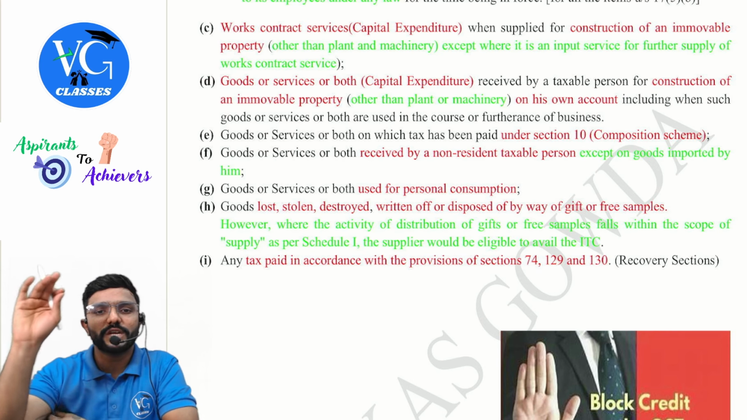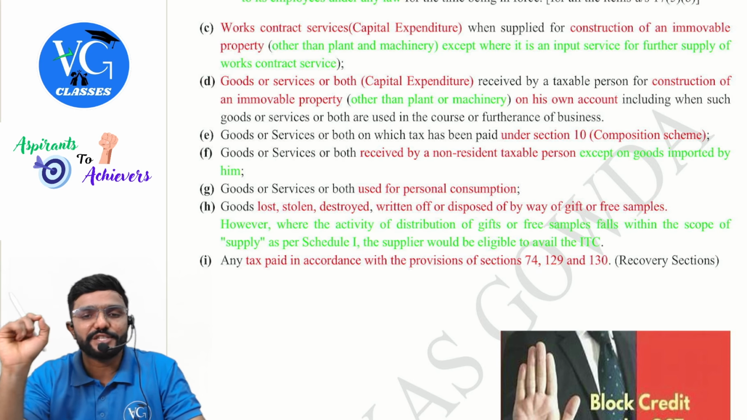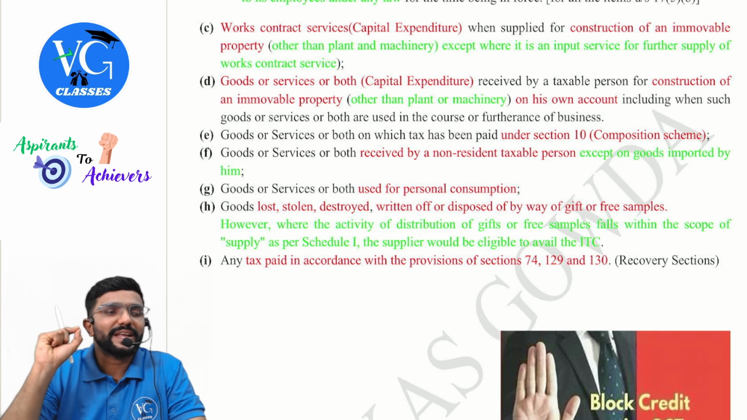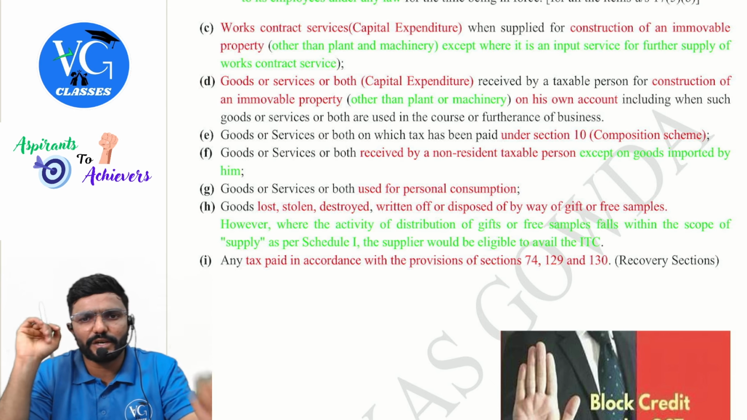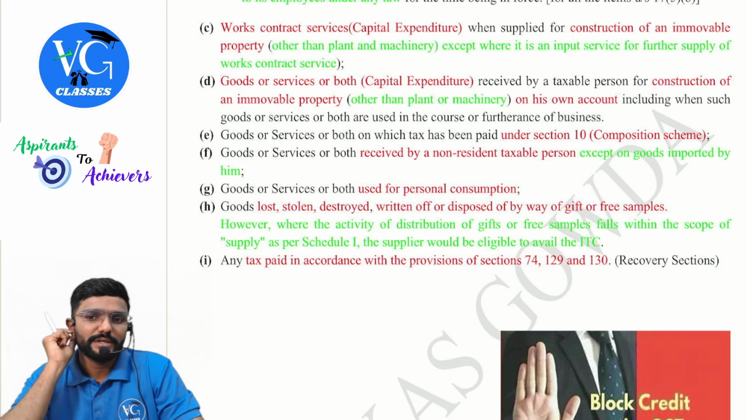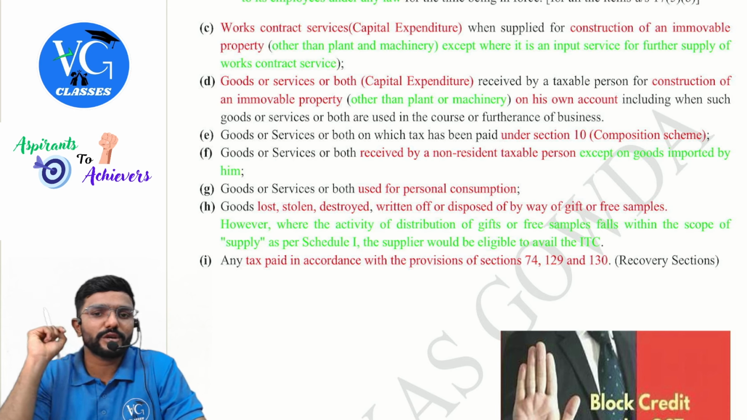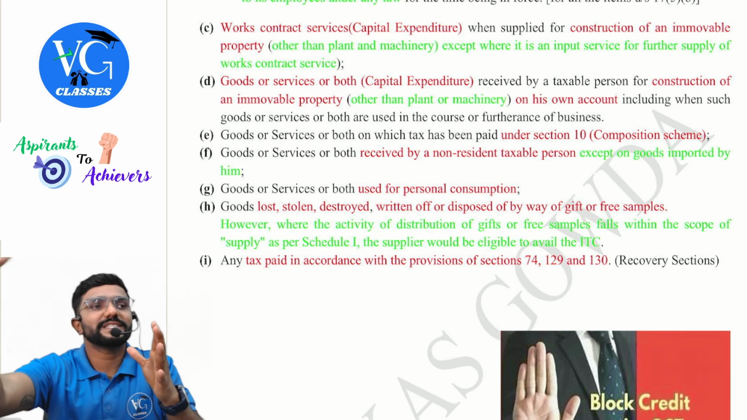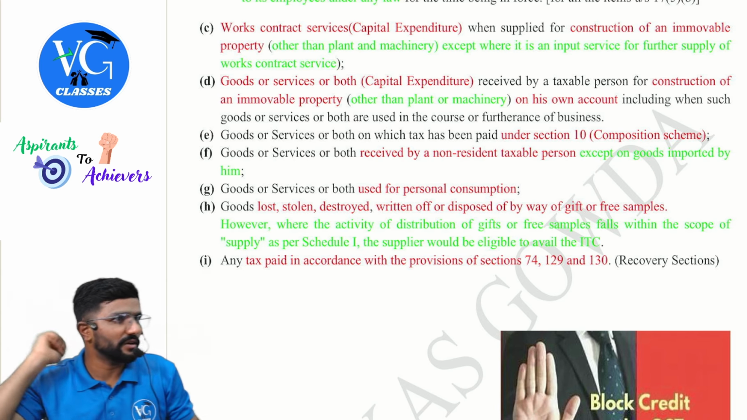Next, goods or services or both, which is capital expenditure, received by a taxable person for the construction of an immovable property other than plant and machinery. Plant and machinery credit is allowed on his own account, including when such goods or services or both are used in the course or furtherance of business. Guys, works contract service, what I gave for you, credit is not allowed.